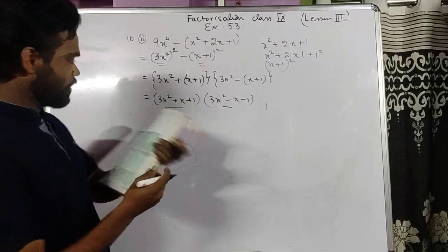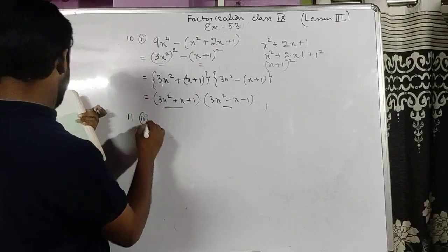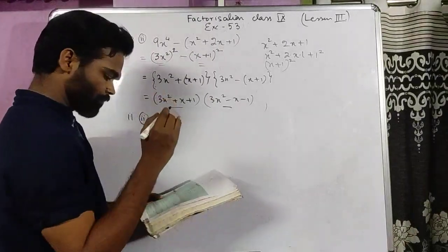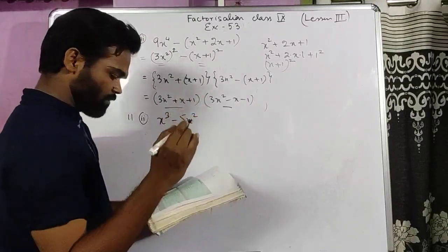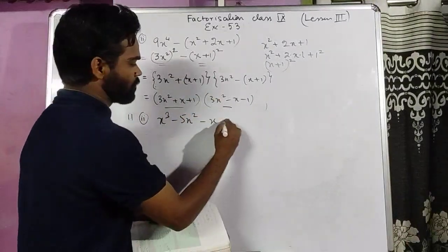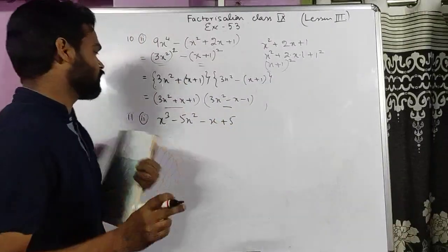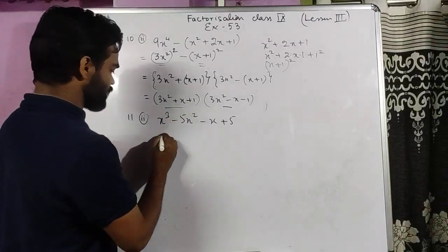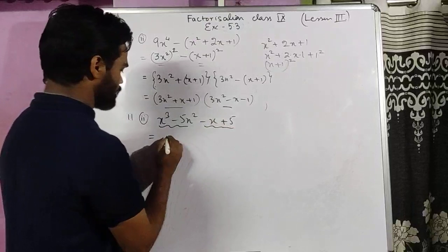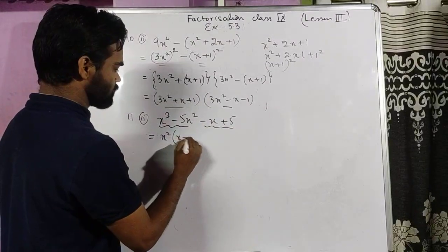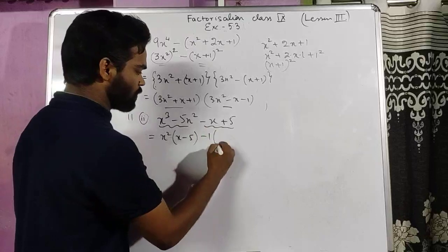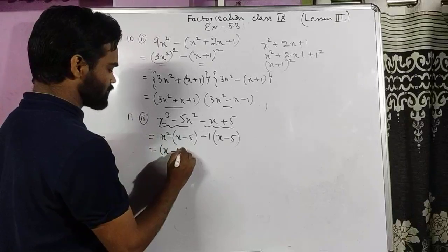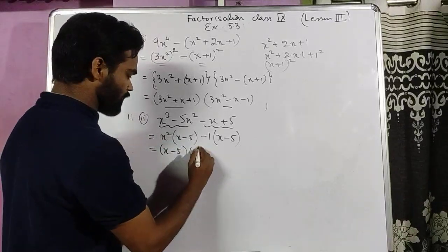Now we'll look at sum number 11 part 2. The sum says x cube minus 5x square minus x plus 5. Again grouping and in the form of a square minus b square. We'll see. If you take x square common, x minus 5 is left. If you take minus 1 common, x minus 5 is left. Now in these two, I can take x minus 5 common. So what is left? X square minus 1.